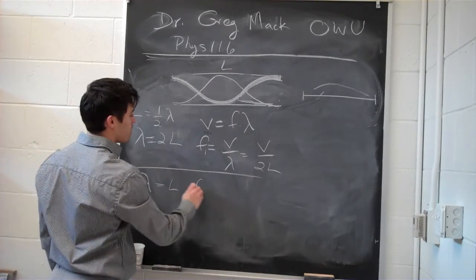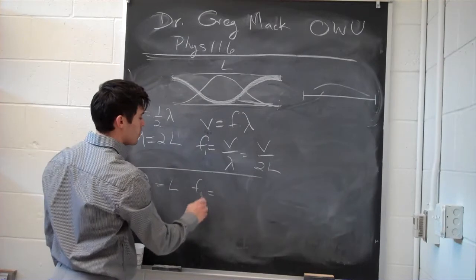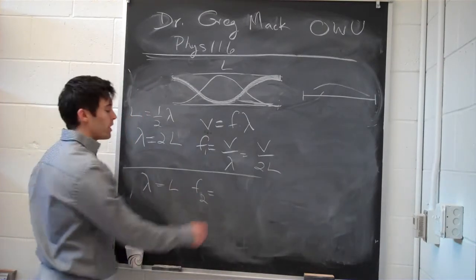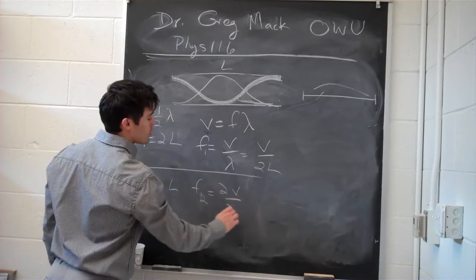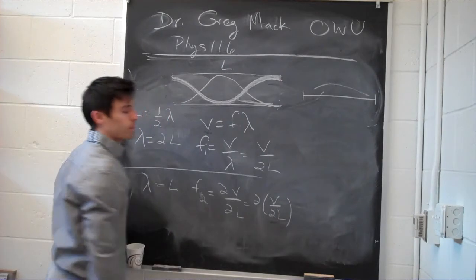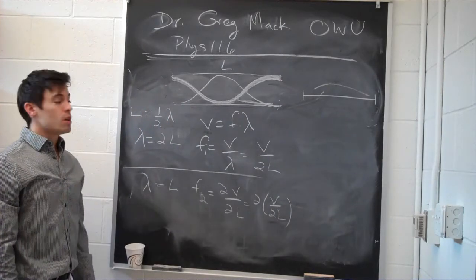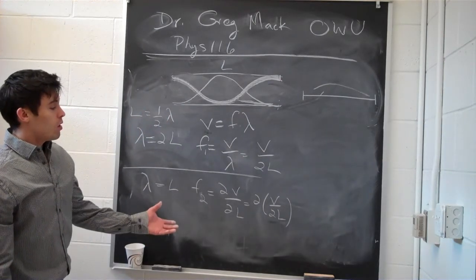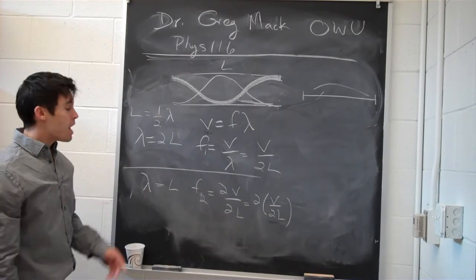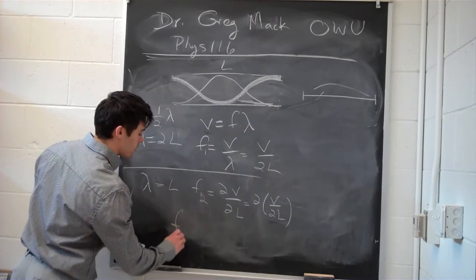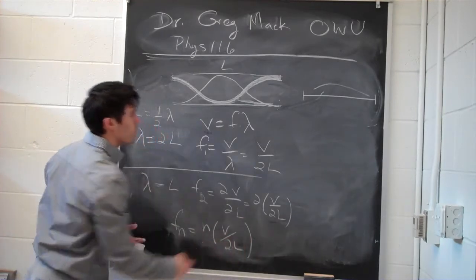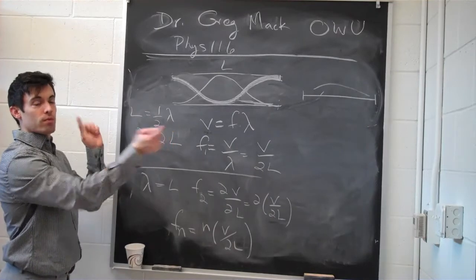So we're going to write this in the same way. We have F2 is equal to V over lambda, or V over L, but let's write it like we did before, 2V over 2L, or 2 times V over 2L. Okay? So you can see where this is going. The next one's going to have 3 nodes in the center, and the harmonic series for this is going to be Fn is equal to n times V over 2L, if you have the pipe open at both ends.